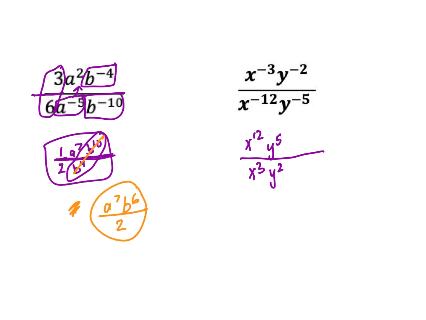Okay, so for this other one, I noticed that these have a difference of 9. x to the 9th is on the top, and y to the 3rd is also on the top, and that doesn't need anything on the bottom then.